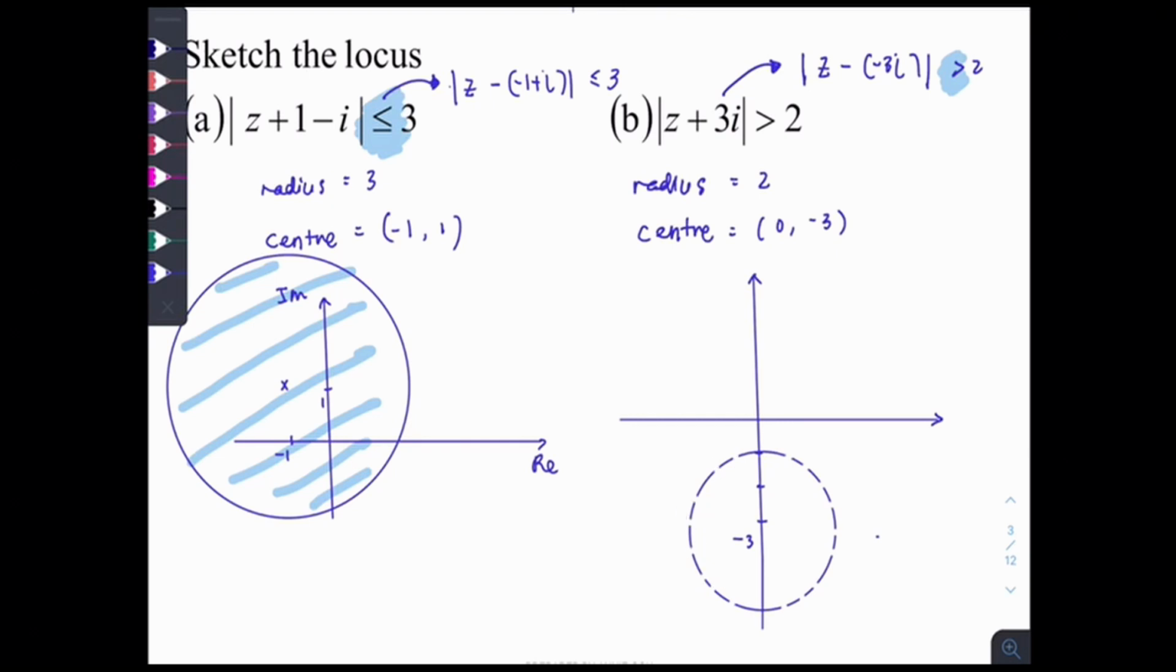It's not like the part A. Have a look at the part A. There's equal sign here. That means they want to shade inside the circle. The less than means inside the circle. With the equal sign here means they want to include the circle as well. That's why the circle is a solid line. But then have a look at the B. It's just more than without the equal sign, which means the circle is not included. That's why I sketched the circle in dotted line. And more than means we shade outside the circle.